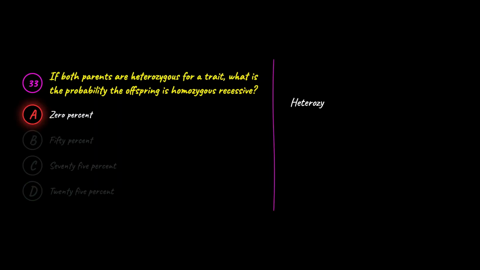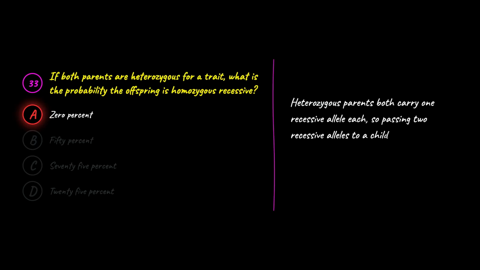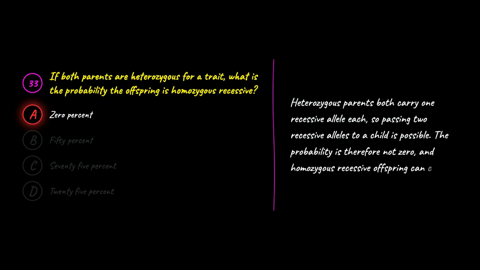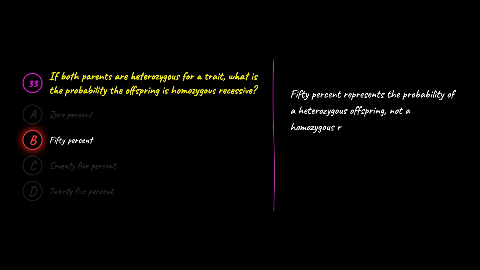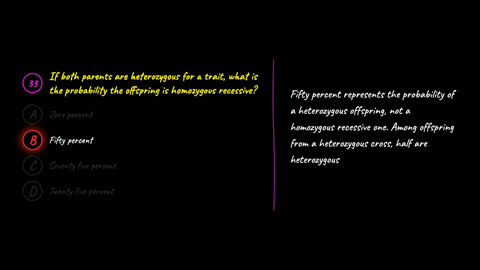A is wrong because heterozygous parents both carry one recessive allele each, so passing two recessive alleles to a child is possible. The probability is therefore not zero, and homozygous recessive offspring can clearly occur. B is wrong because 50% represents the probability of a heterozygous offspring, not a homozygous recessive one. Among offspring from a heterozygous cross, half are heterozygous, while only a quarter are homozygous recessive in any cross.